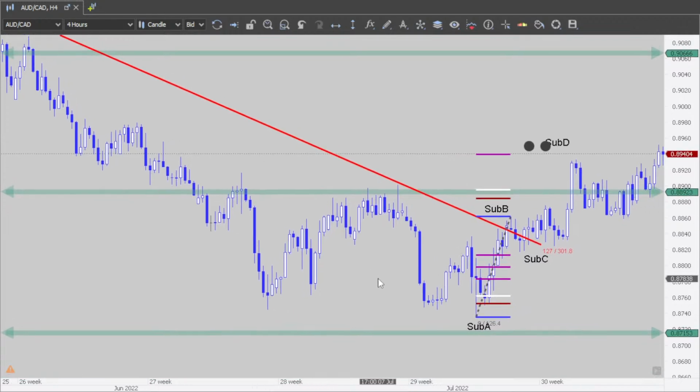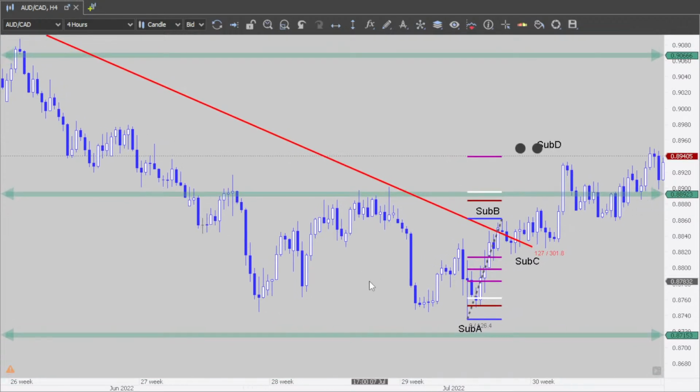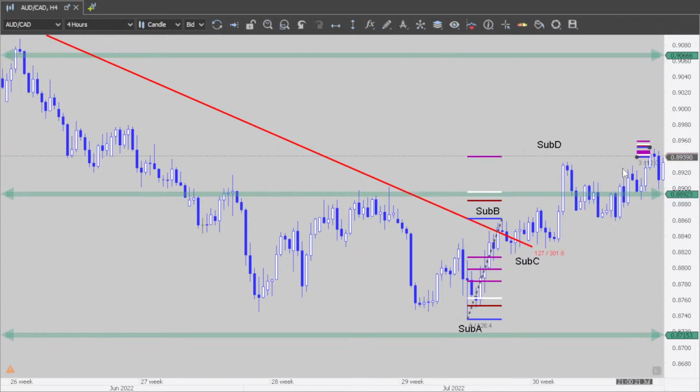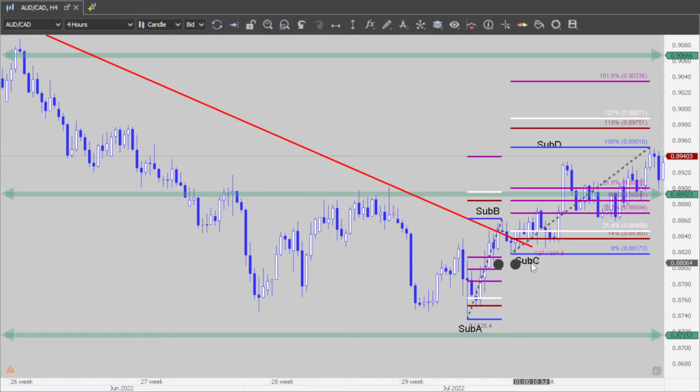And bam, the market hit the sub D extension, and now we can readjust. We have the new Fibonacci sequence, the Contrarian one, and now if we want we can trade the retracement. Make sense, everybody?